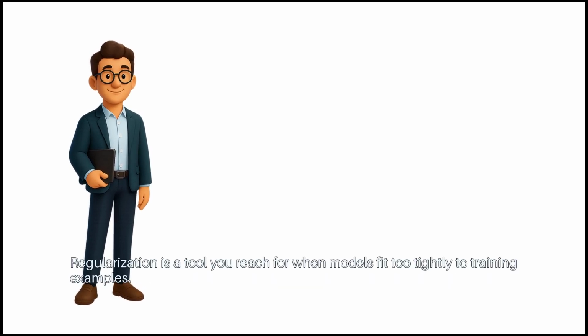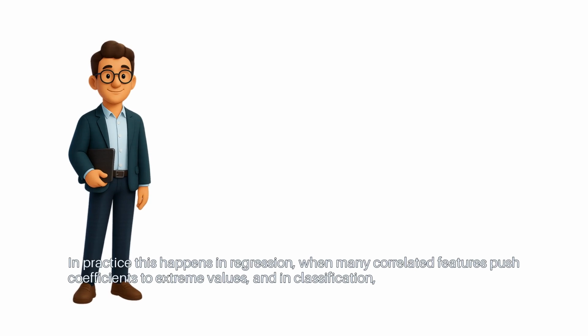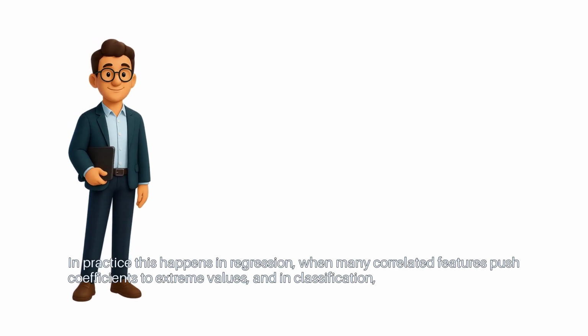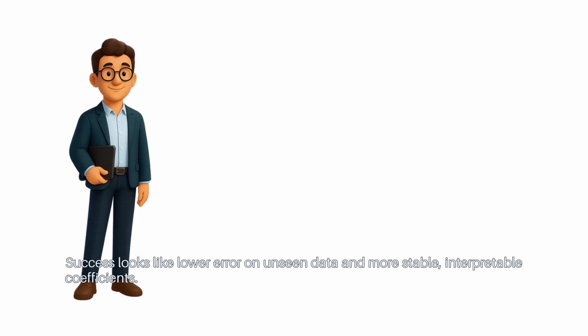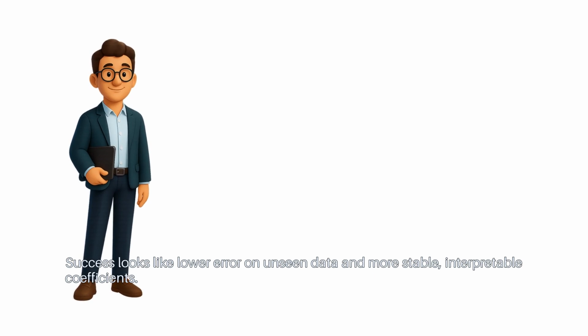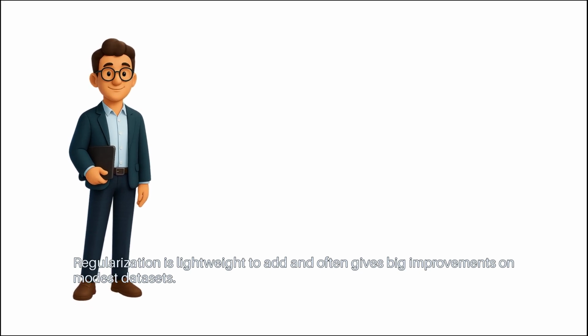Regularization is a tool you reach for when models fit too tightly to training examples. In practice, this happens in regression, when many correlated features push coefficients to extreme values, and in classification, when complex decision surfaces memorize noise. Success looks like lower error on unseen data and more stable, interpretable coefficients. Regularization is lightweight to add and often gives big improvements on modest datasets.